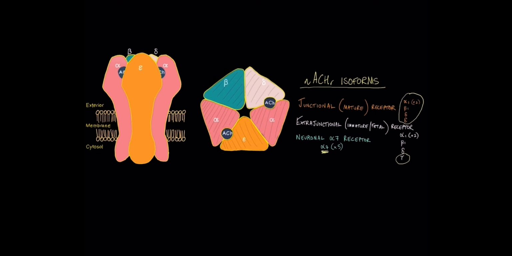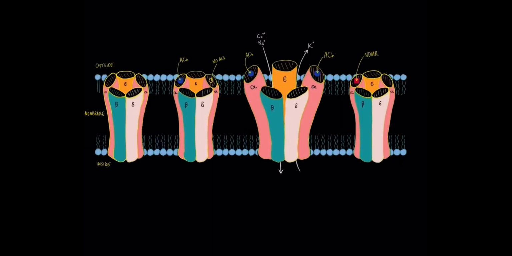What I'd like to do now is focus on the junctional mature receptor, the one that is shown in this diagram, and show what this receptor looks like under different circumstances. So let's pull those up now. What you can see in this diagram is the mature junctional acetylcholine receptor, the one I said was the most important for normal physiology of neuromuscular transmission.